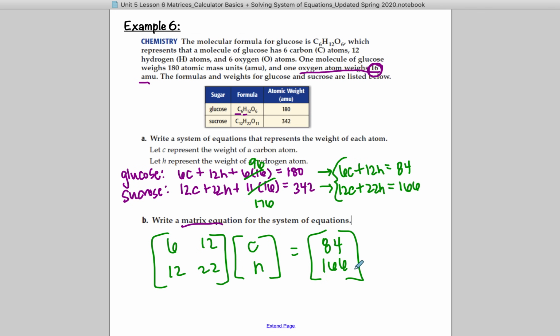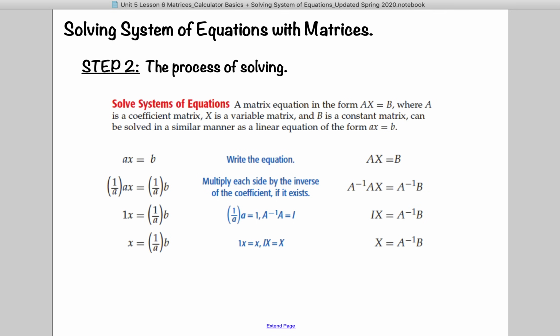Okay, so there is an example with a real life application or word problem setting up your matrix equation. So that's our step 1 in how to solve. Now we're actually going to solve using matrices. Before we do that, let's go back to something we know. In order to solve AX equals B, this equation right here, I'm going to say it's 3x equals 15.